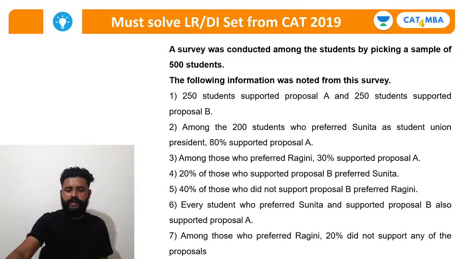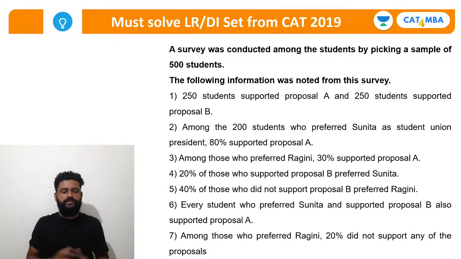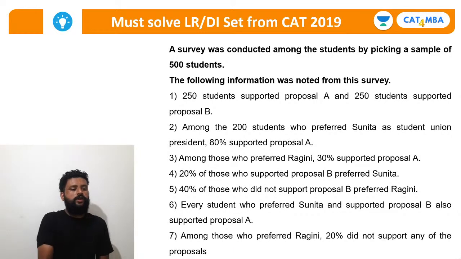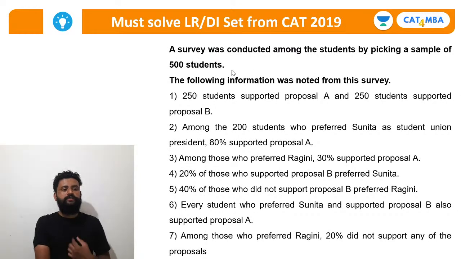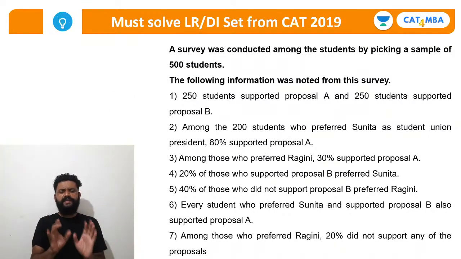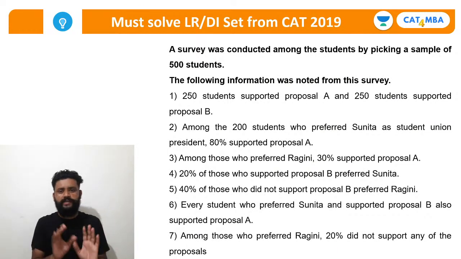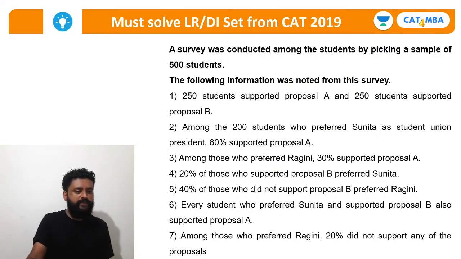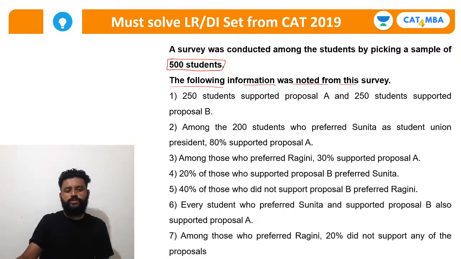I'll just show you the hints and what questions are asked. Okay, so a survey was conducted among the students by picking a sample of 500 students. So total students में पे एक सर्वे हुआ, 500 लोगों पे ही सर्वे हुआ है. So this survey includes just 500 students. Okay, so the following information was noted from this survey.